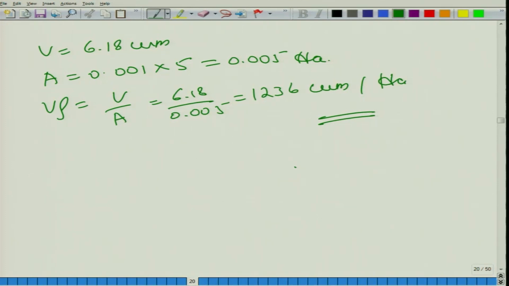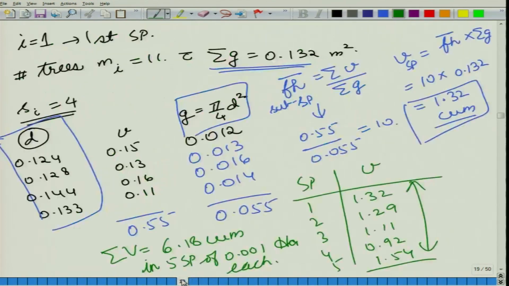So, this is the value that we will get. Now, we can also do the same thing for the mean pooled form height. In the case of the mean pooled form height, what we will be doing is taking the sum of volumes divided by the sum of the basal areas. In this case, we used the sum of the volumes divided by the sum of the basal areas.